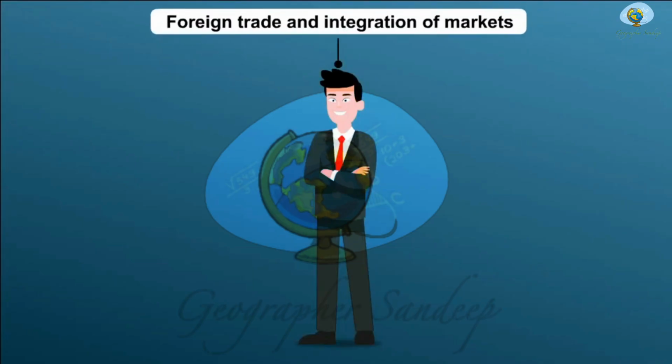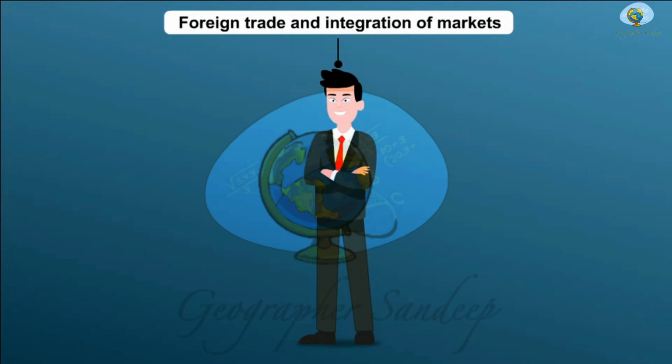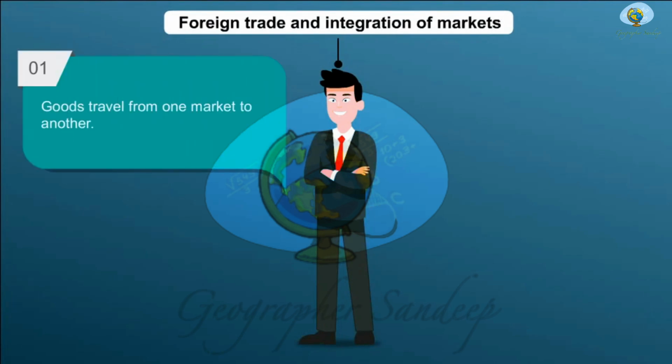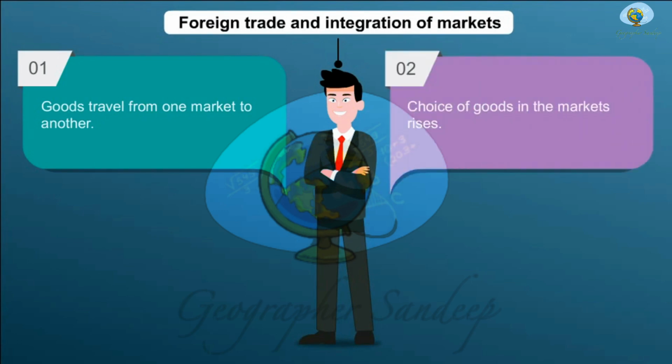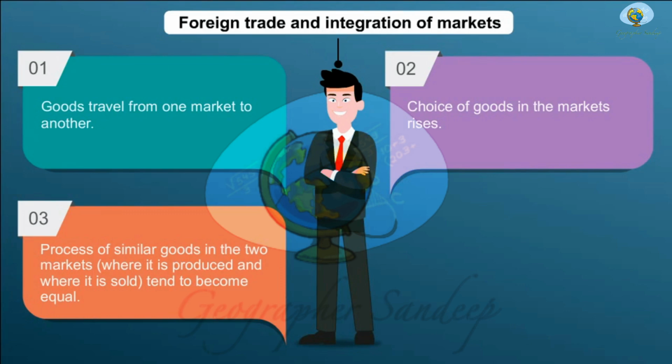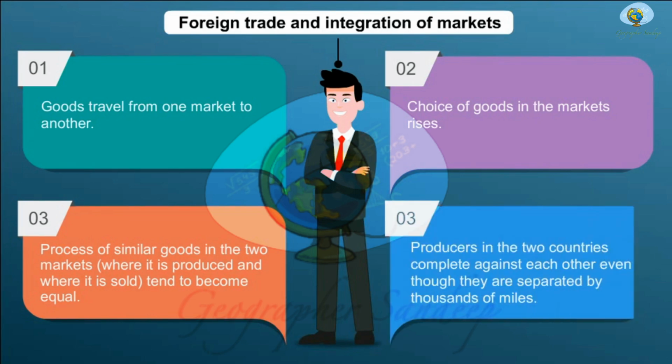So due to foreign trade and integration of markets, goods travel from one market to another. Choices of goods in the markets rise. Prices of similar goods in the two markets, where it is produced and where it is sold, tend to become equal. Producers in the two countries compete against each other even though they are separated by thousands of miles.